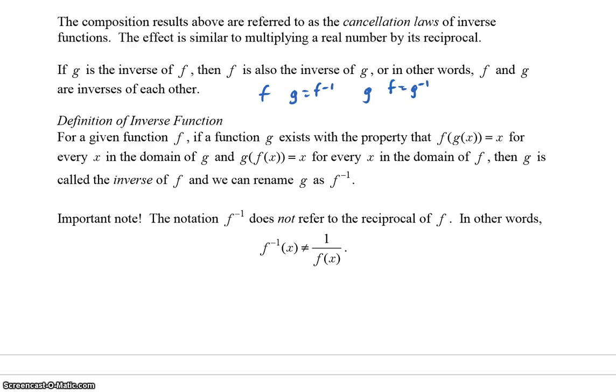Again, I will reiterate, the notation f inverse is not read f to the negative 1 power and does not refer to the reciprocal of f. So in other words, f inverse of x is not 1 over f of x. This is very commonly misunderstood by students. They just assume that because the notation looks like the notation used for reciprocal, that it represents a reciprocal. But it does not. So you have to be very careful of that.